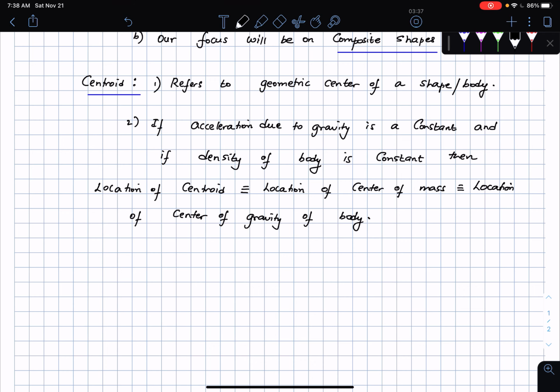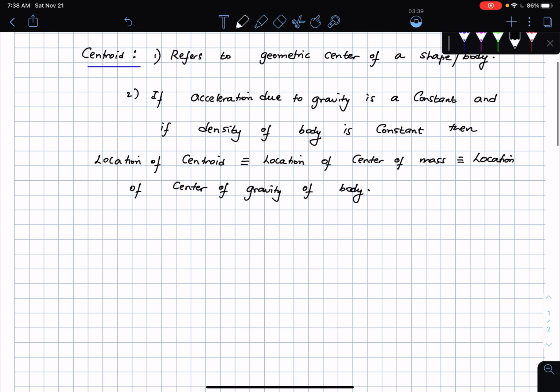From this perspective, we can define the centroid as the following location. Centroid can be defined as the point on the body or outside the physical shape of the body through which the line of action of the weight of the body passes. It's a mouthful of words, so I'm going to write it down.